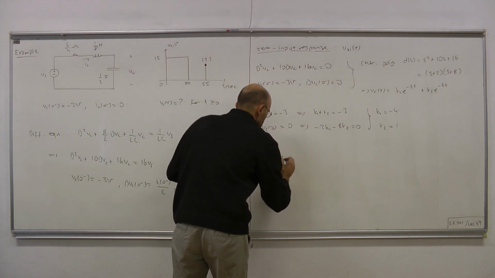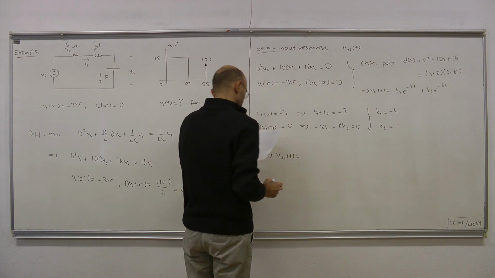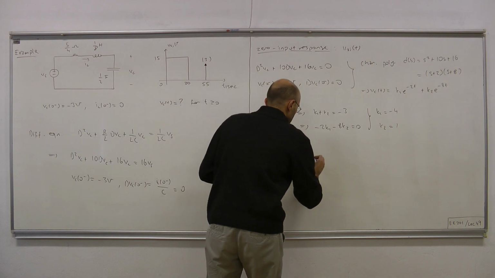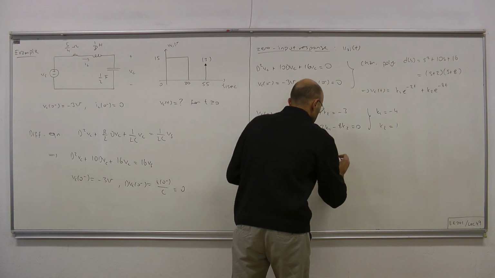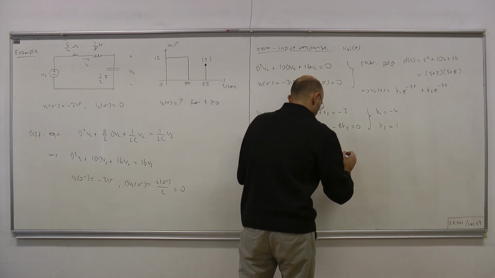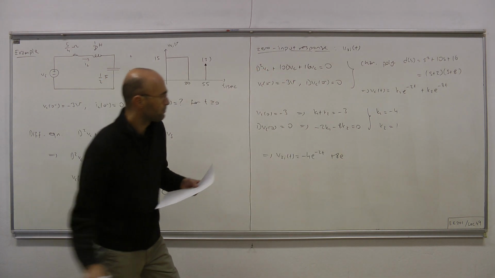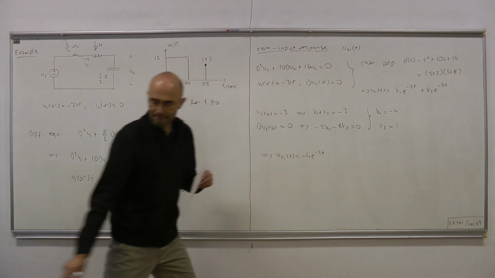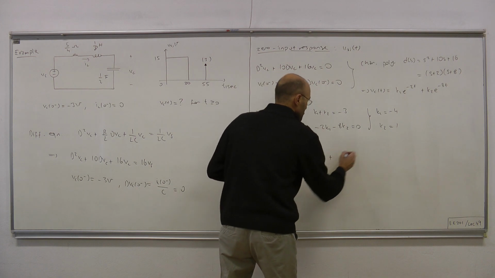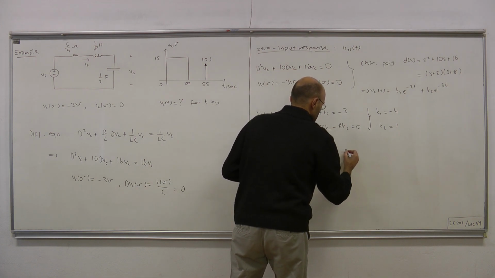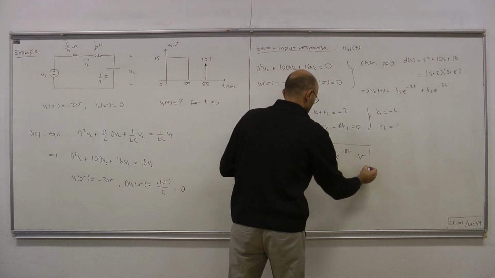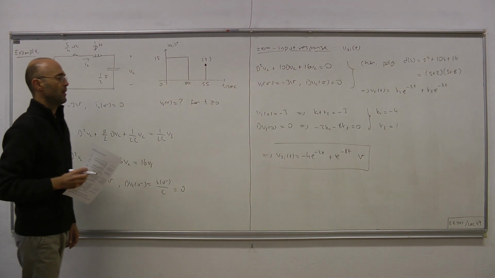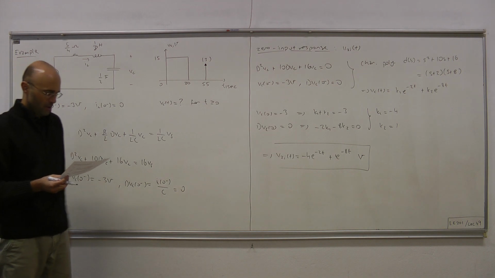Therefore, V zero input of t equals -4 e to the -2t plus 1 times e to the minus 8t volts. Okay, so that's our zero input response.